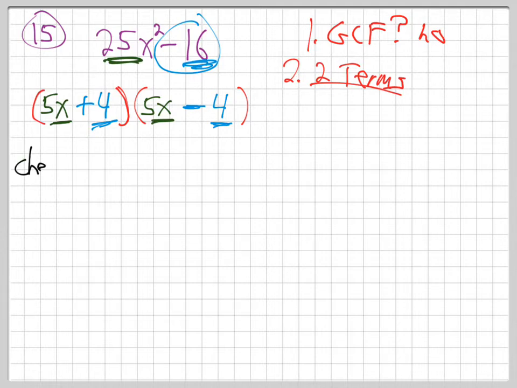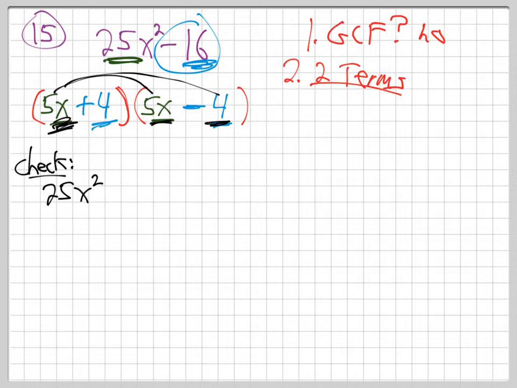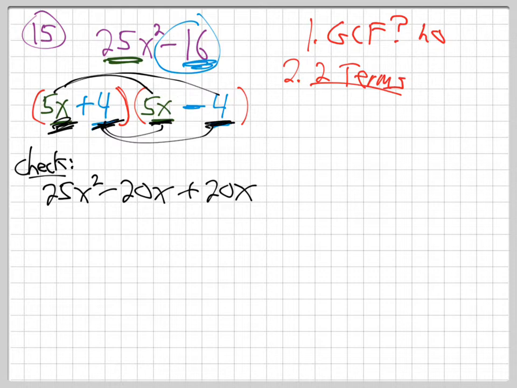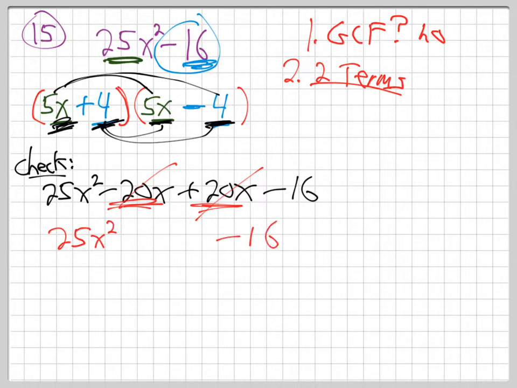Well, let's check it. Let's see if it's right. How do you check? Remember, again, the first one goes to both. So 5x times 5x, 25x squared, and then 5x times negative 4 is negative 20x. And now the 4 goes to both. 4 times 5x, it's positive, isn't it? Positive 20x. And 4 times negative 4 is negative 16. So what's that? Well, notice these guys cancel because they're opposite, right? Negative 20x and positive 20x, they cancel out. So you just have 25x squared and minus 16, which is a check. It's the same as the original.